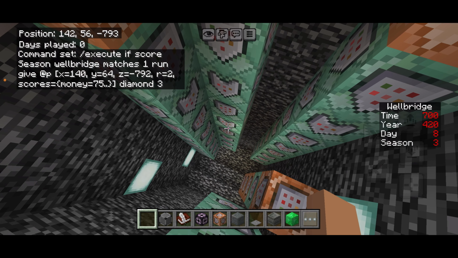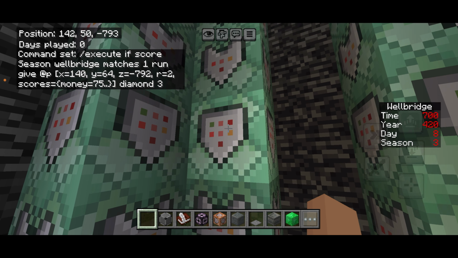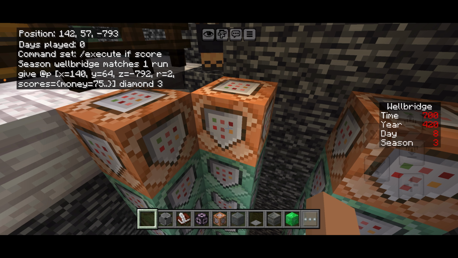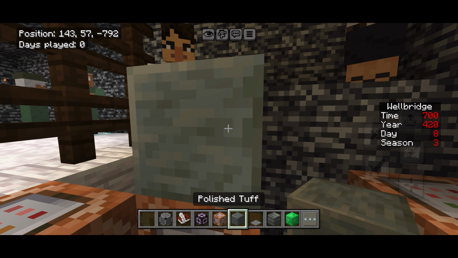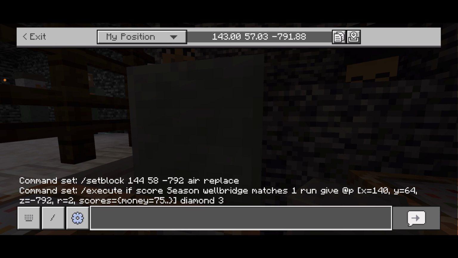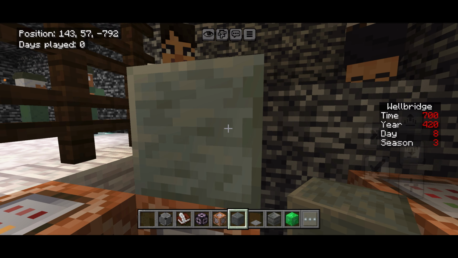So this is the line we're going to do. It is going to be a total of 9 command blocks. And the first command block, right here, if we look at what we just did, we do block position. I am setting that from the button, I'm going to set at 143.58, -791, a redstone block, and I'm going to replace it. I just put replace because it should be air.